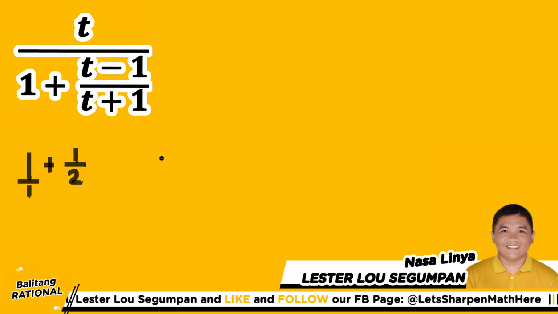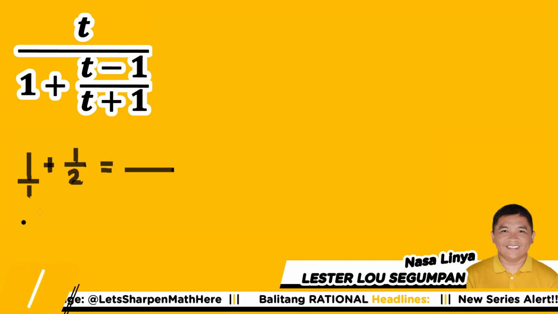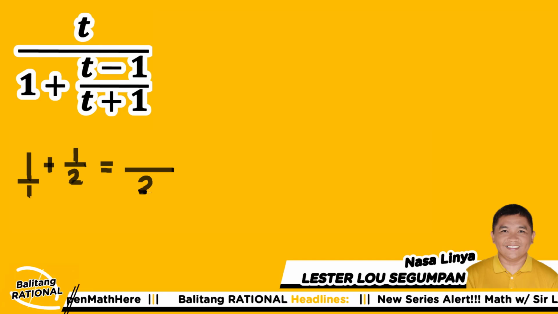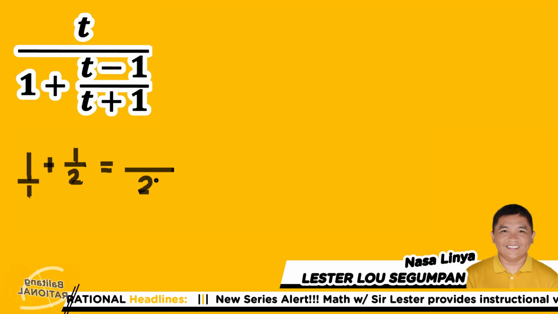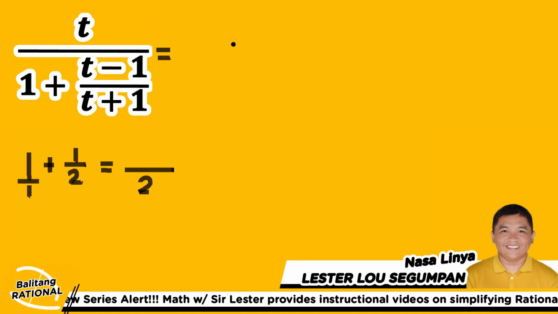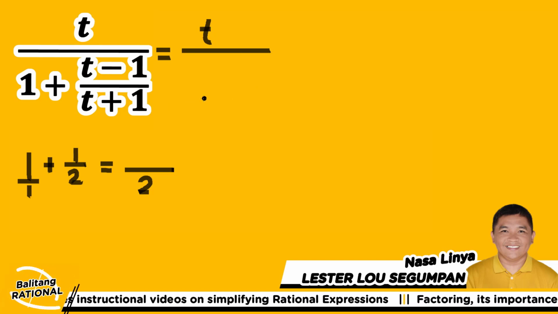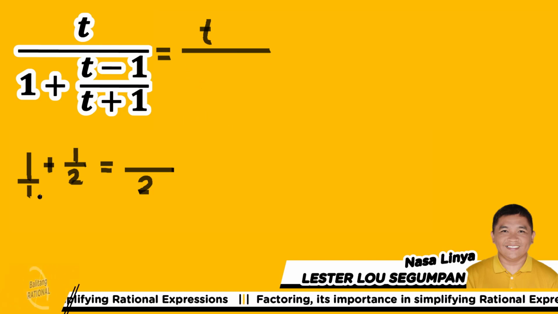Bakit po natin ginagawa ito? Kasi nga po, we can combine them into 1 by looking for LCD. The LCD for 1 and 2 is 2 itself. Okay? 2 times 1 is 2. This is our LCD here. So looking at our given expression, yung numerator po natin is still t. But yung denominator natin, ito po natin i-combine. Yung 1 po natin can be written as 1 over 1, right? Just like this one here.